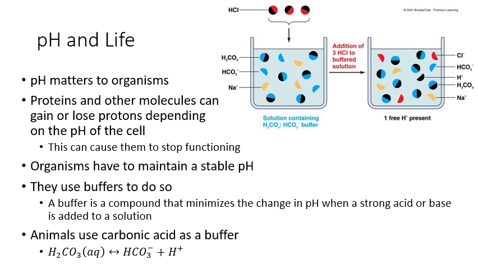All animals use a carbonic acid buffer system, which is sometimes called the bicarbonate buffer system. Carbonic acid is H2CO3, and bicarbonate is HCO3-. If you put carbonic acid into water, it's going to dissociate and lose a proton, forming bicarbonate and the free proton. That's what's shown in this equation here. You have carbonic acid, H2CO3, dissociating in water to form bicarbonate, HCO3-, and a free proton.